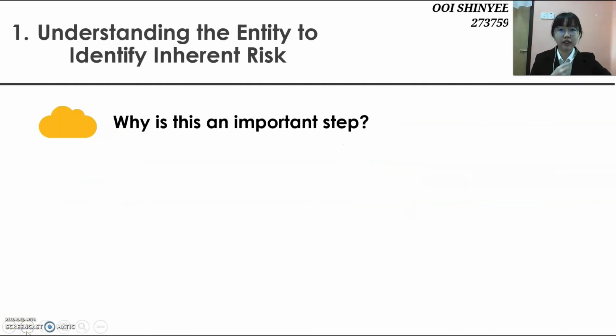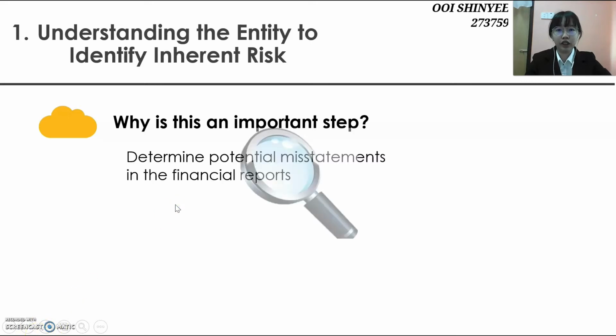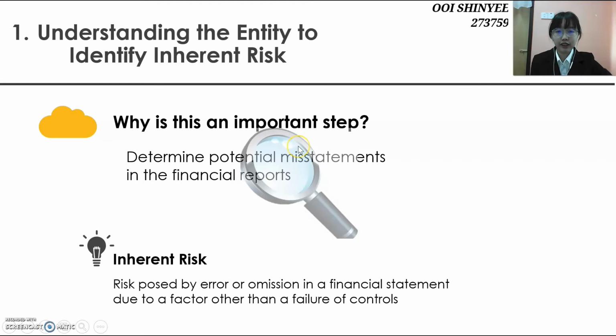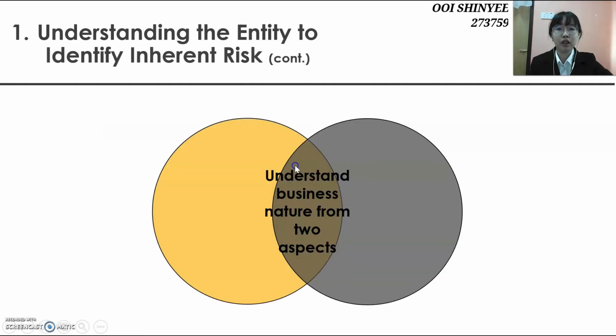So the first one, understanding the entity to identify inherent risks. Why is this step important? This is because understanding and identifying inherent risks helps to determine the potential misstatements in the financial reports. For information, inherent risk is the risk of error or omission in a financial statement due to a factor other than a failure of controls.